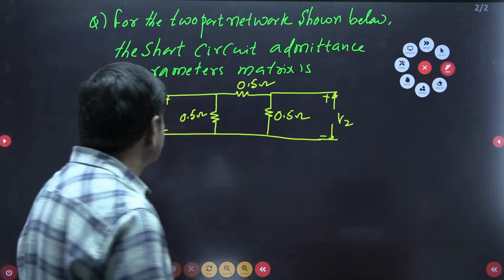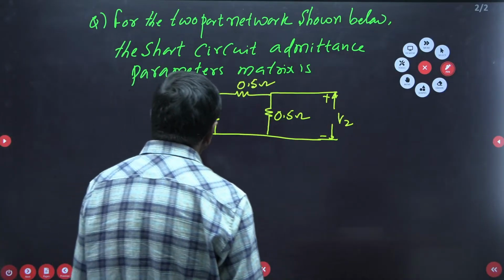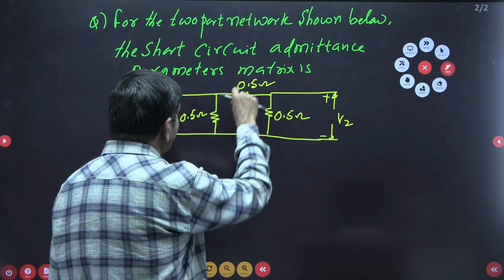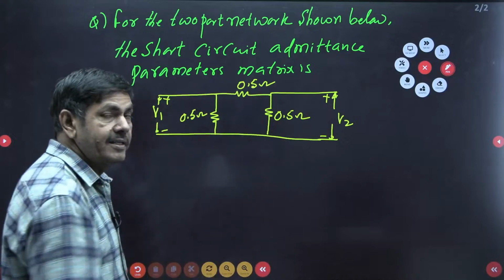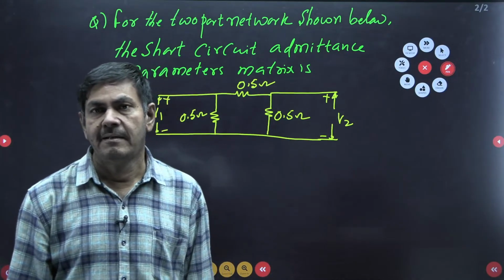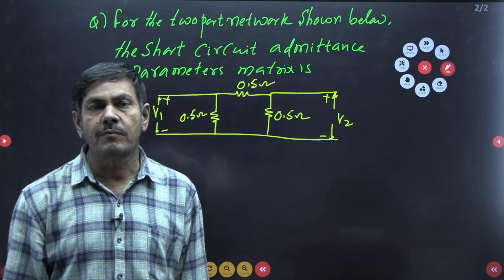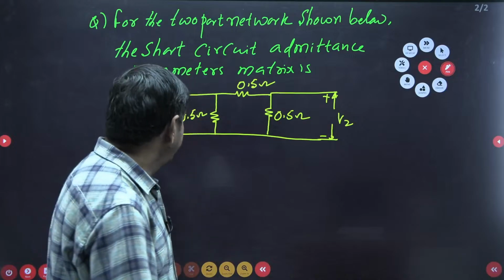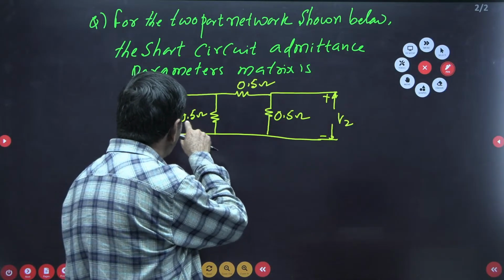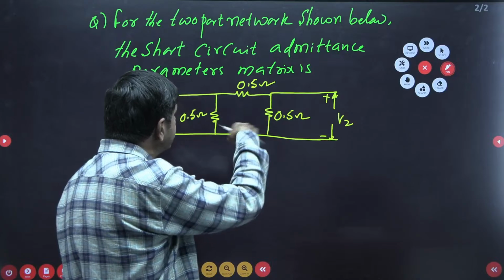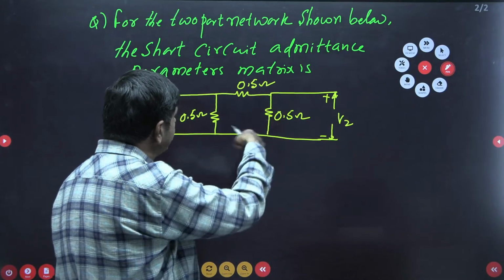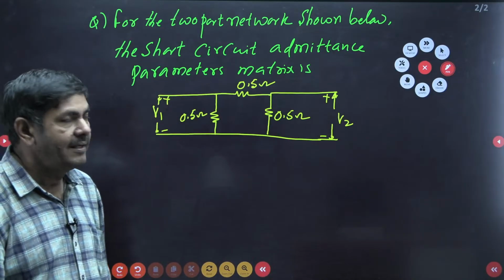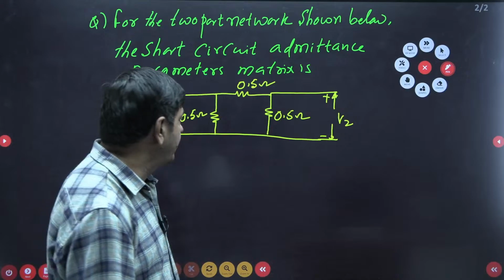But in the last session I gave one pi network. There I gave Y, and here YA, YB, YC are required. When you get YA, YB and YC, how to get the Y parameters I explained. Here admittance values are not given; resistors are given in ohms only. Resistors are given with ohms. I am in need of YA, YB, YC only now.